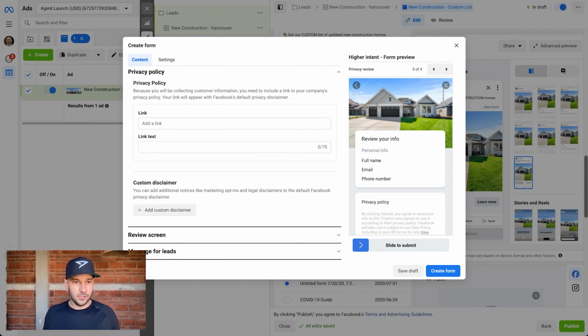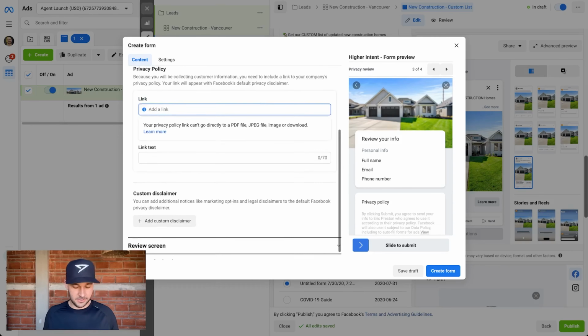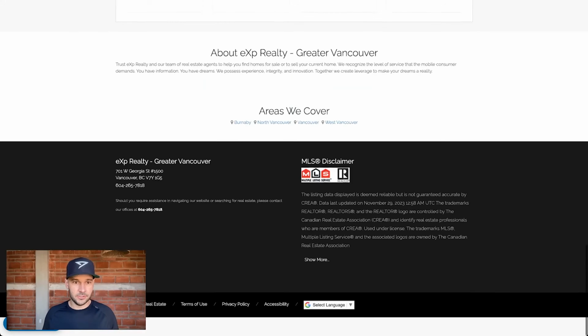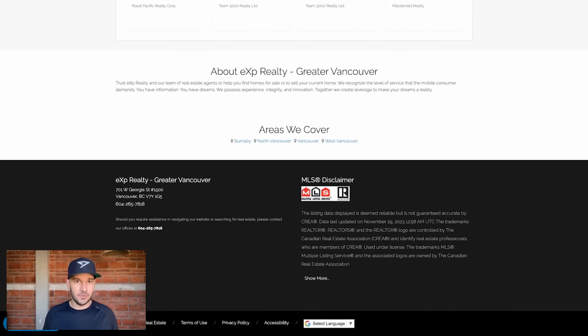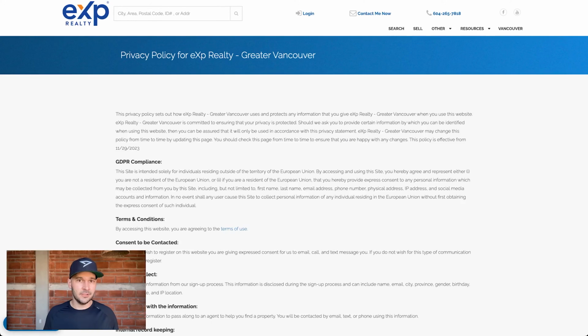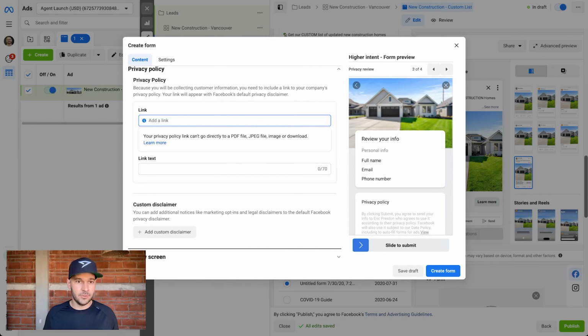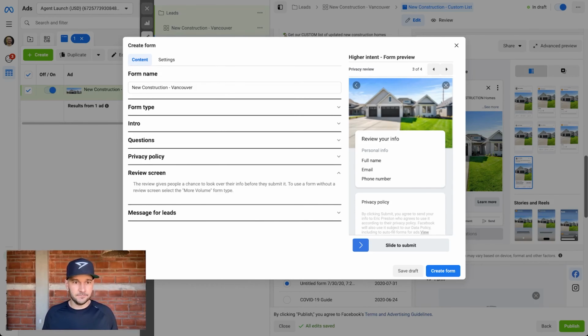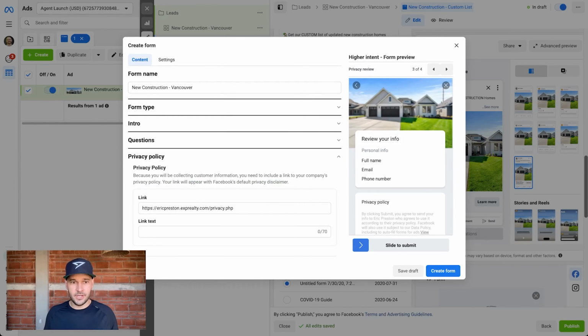Now, what you're going to do here is link to your privacy policy. I can go to my real estate website here, my brokerage one, and just down at the bottom, you'll have a privacy policy. You should have this with literally any brokerage-provided website, and you can just throw that in here. That's all you need to do. The review screen is a chance for them to look over the information, and they have a slide to submit here. So yeah, that's really about it. There's not a whole lot else to do.